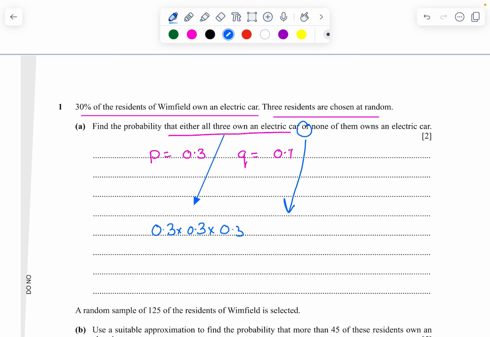or means plus. None of them own the car: 0.7 times 0.7 times 0.7. Which is going to be nothing but how much? The answer, when I do that, I should be able to get 0.237. That's going to be the answer.